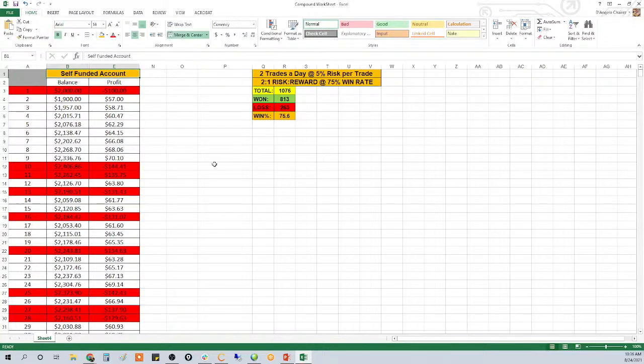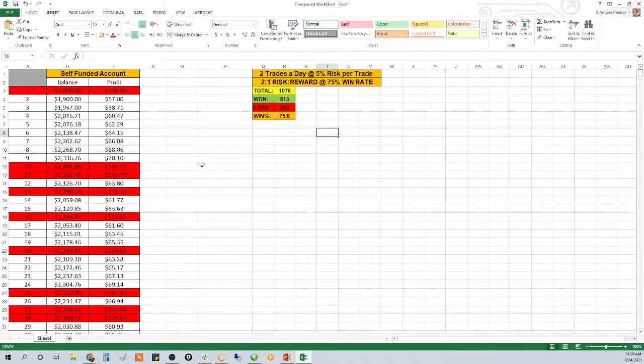Now this is a self-funded account, and I just started the balance at 2,000. Okay, and this is actual trade data. And this was for a 5% risk per trade, 75% win rate, and it was a 2-to-1 risk to reward. Okay, so 75% of the time you're going to win 2.5%, and 25% of the time you're going to lose 5%.